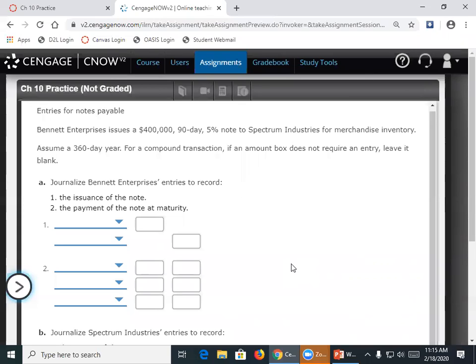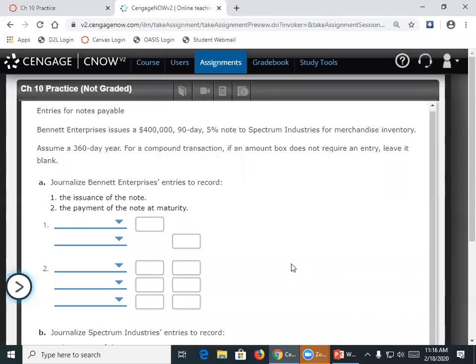So Bennett's the borrower. When they say that we're issuing a note, the person issuing the note is the borrower. That terminology gets kind of confusing, right? But the person that's issuing the note is the borrower. So Bennett Enterprises is the one issuing the note. And in this case, it's for something we didn't see in the slides. It's for merchandise inventory. So instead of extending a past due account, we're just going to buy inventory on account, on a note.